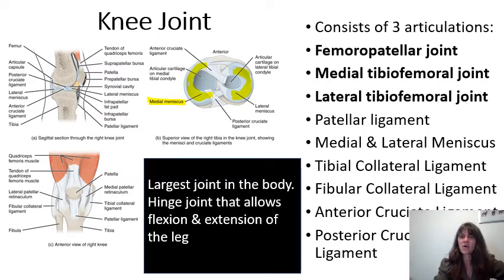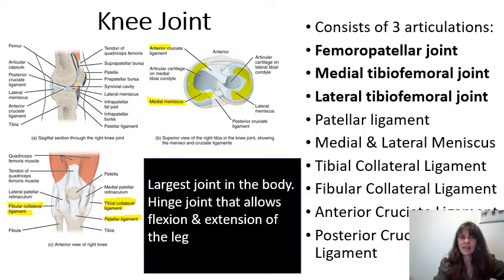Also associated with the knee joint is the patellar ligament, which runs from the patella to the tibial tuberosity. The tibial collateral ligament, also known as the medial collateral ligament, connects the tibia and the femur. We see the fibular collateral ligament, which joins the femur with the fibula laterally.